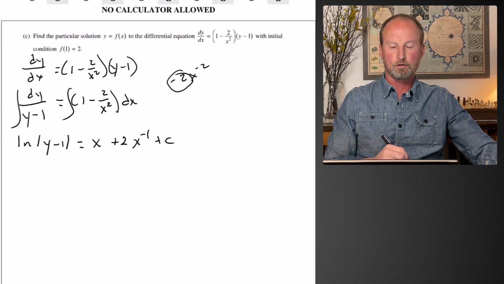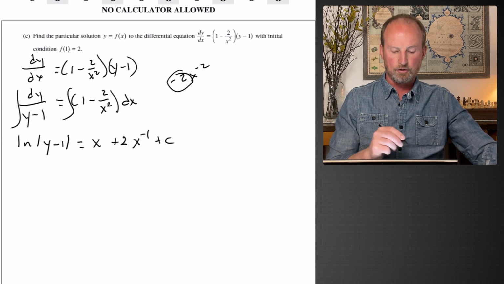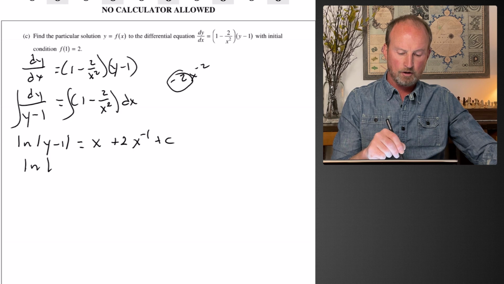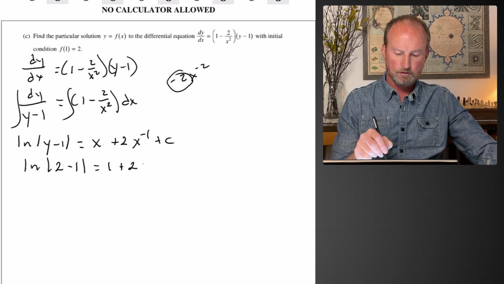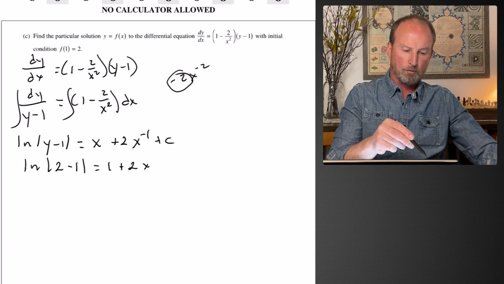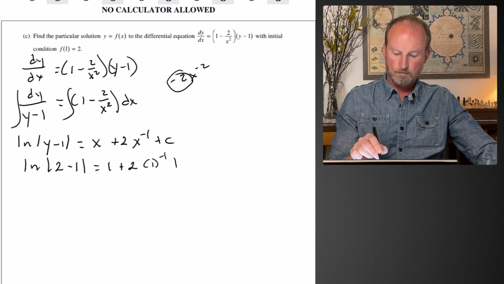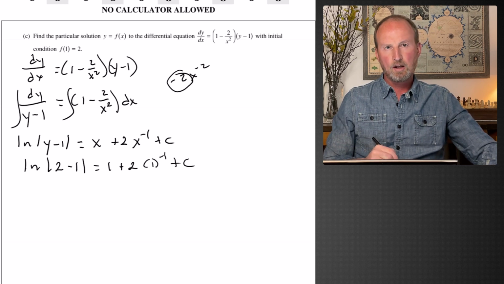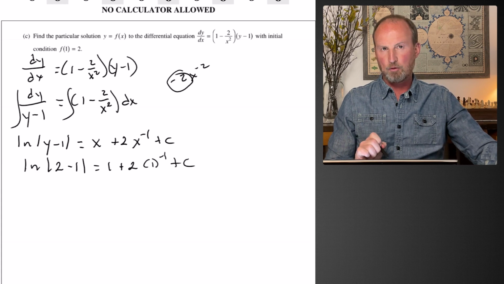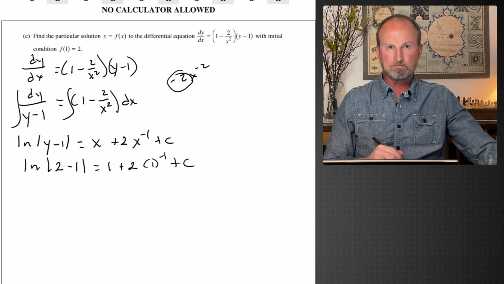Find the particular solution. Use my initial condition. So plug in 2 for y, plug in 1 for x, and solve for c. Now, you can solve for c anywhere down the process. I could have solved this thing all the way down to y equals with a c in it and then plugged in the 2 and the 1. Sometimes one way is easier, sometimes it's easier to do it early. Okay, I'm going to do it early in this case.